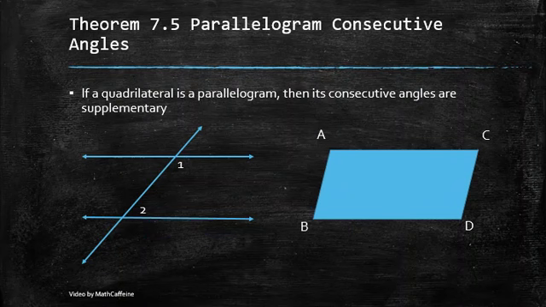The parallelogram consecutive angles theorem is closely related to the consecutive interior angles theorem, which states that if two parallel lines are cut by a transversal, then the pair of consecutive interior angles formed are supplementary. For example, if we look at these two parallel lines cut by a transversal, we can conclude that angle 1 and angle 2 are supplementary, or add up to 180 degrees. If we look at the parallelogram, the theorem proves that angle B and angle D are supplementary because AB and CD are parallel lines cut by the transversal line BD.